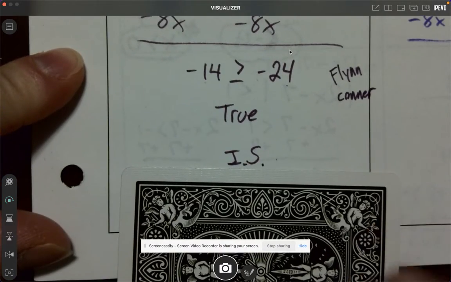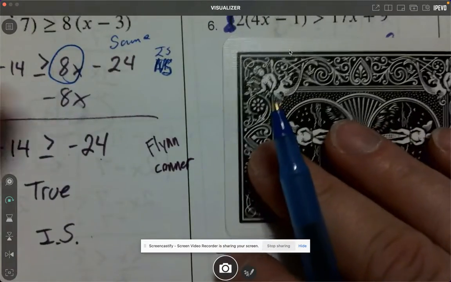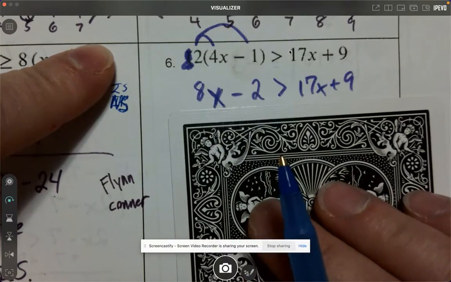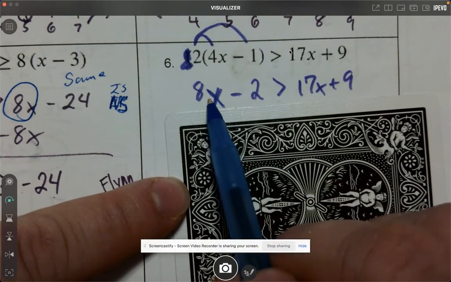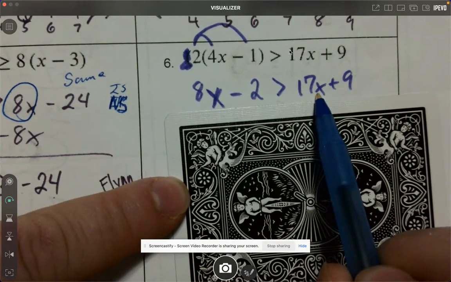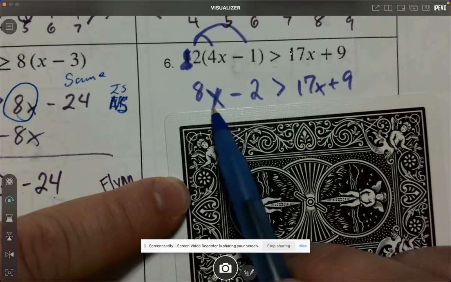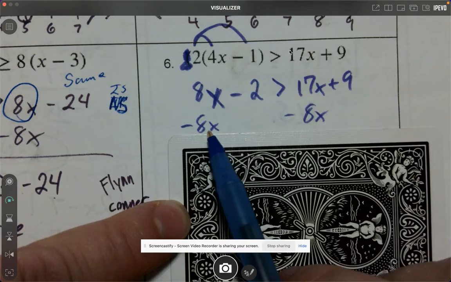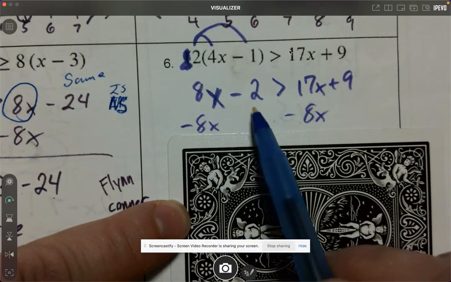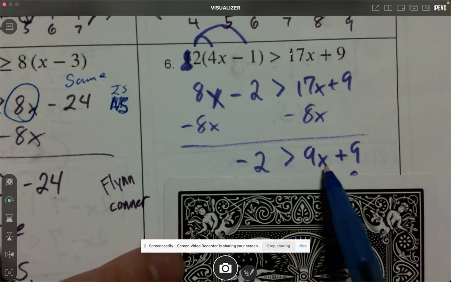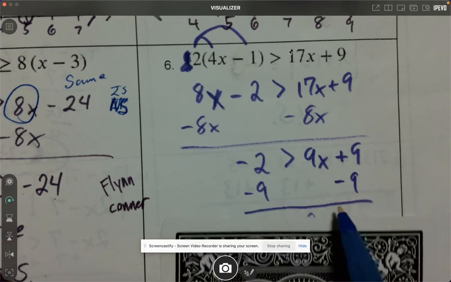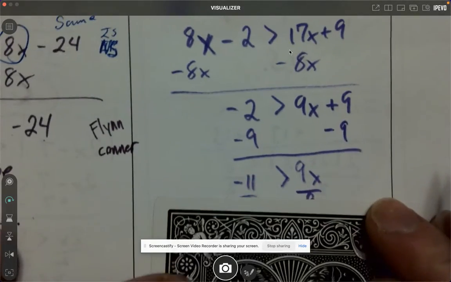So it's infinite solutions. Number 6, again, this one, however, you can see 8x and 17x, those are different variable terms. 8x is smaller than 17x, so usually eliminate that one by subtracting 8x. Left with -2. I don't see any dividing by a negative in our future, but our answer is negative.